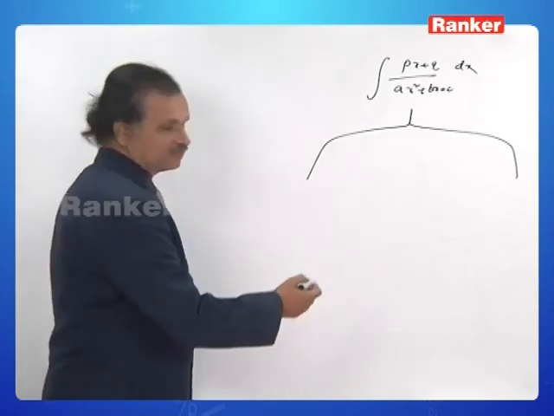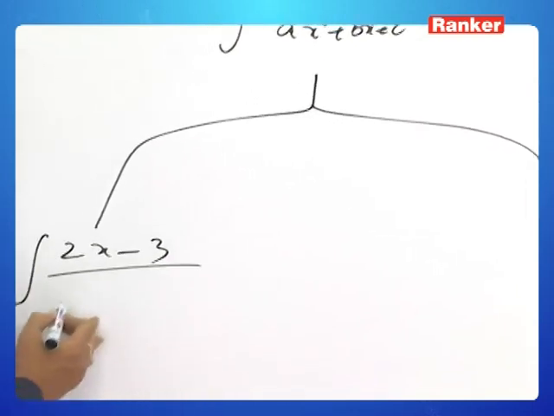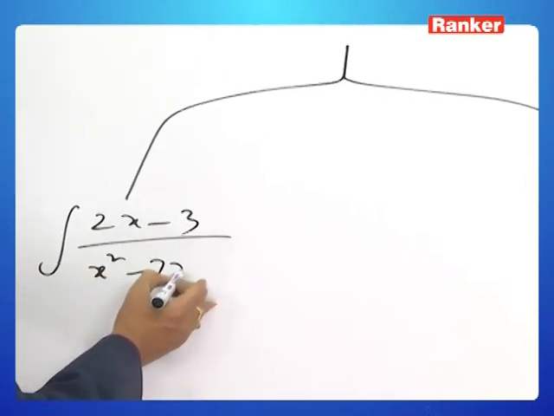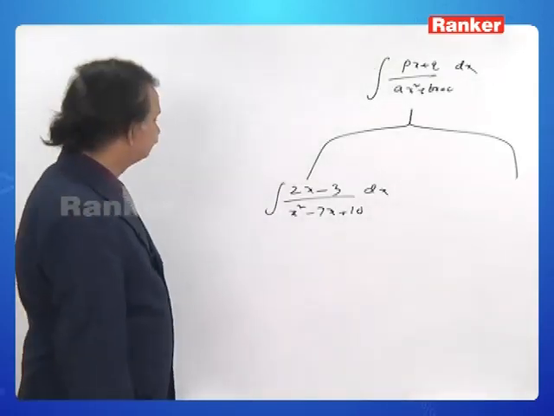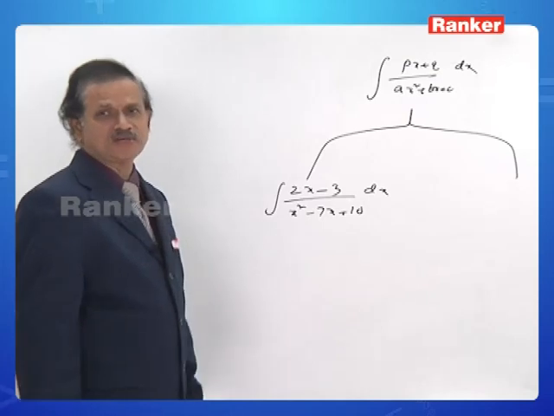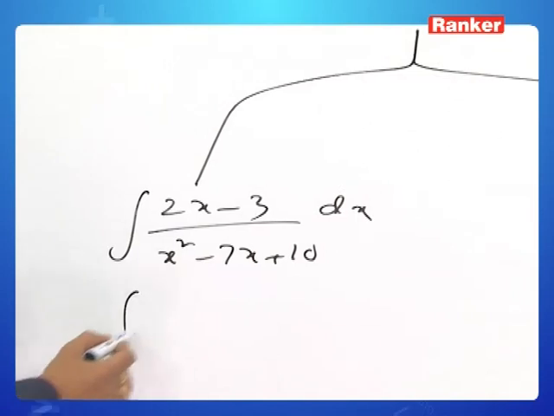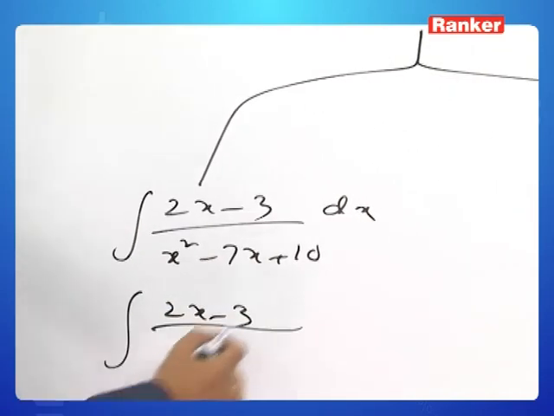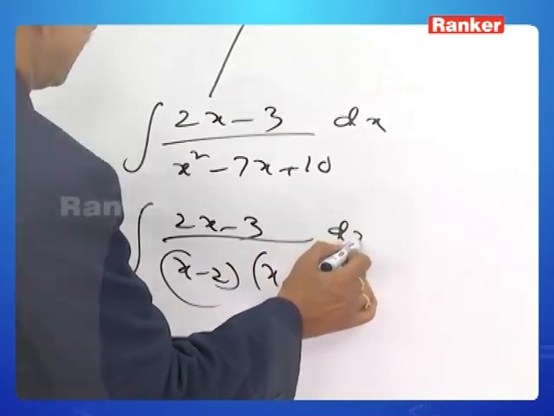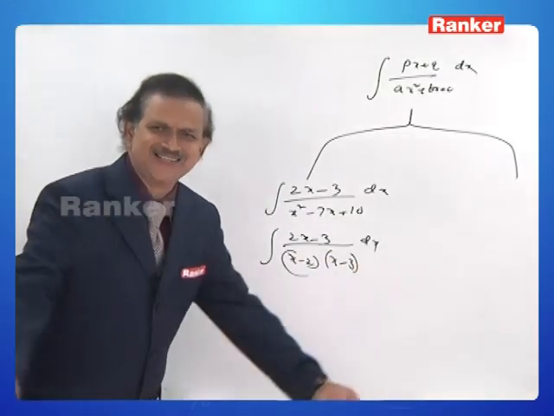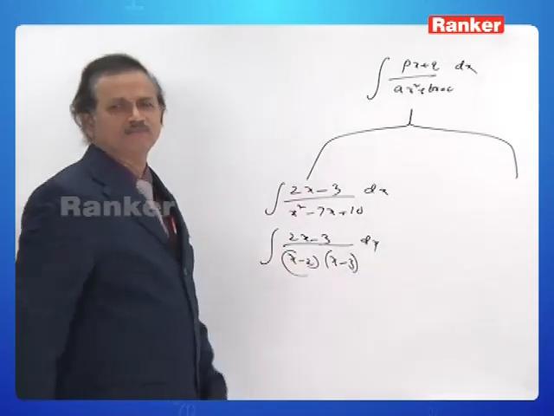Reducible means factors will come to the denominator. An example for this model is 2x minus 3 by x square minus 7x plus 10. What do you do? As usual, partial fractions. This is nothing but x minus 2 into x minus 5, so that it can be split into partial fractions. And it is an easy matter to read the answer directly in terms of partial fractions. No problem at all. That is an easy model.